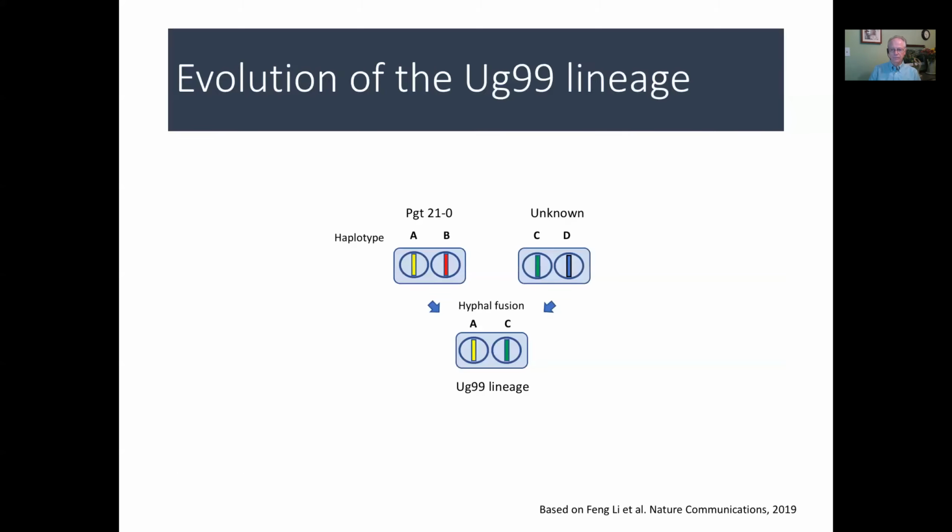So in the Feng Li paper, and as mentioned by Melania, they showed that the UG99 lineage was a result of somatic hybridization between a genetic group containing the isolate PGT21 and some other unknown donor. And that haplotype A was passed from the 21 lineage to UG99. But the origin of haplotype C was unknown.